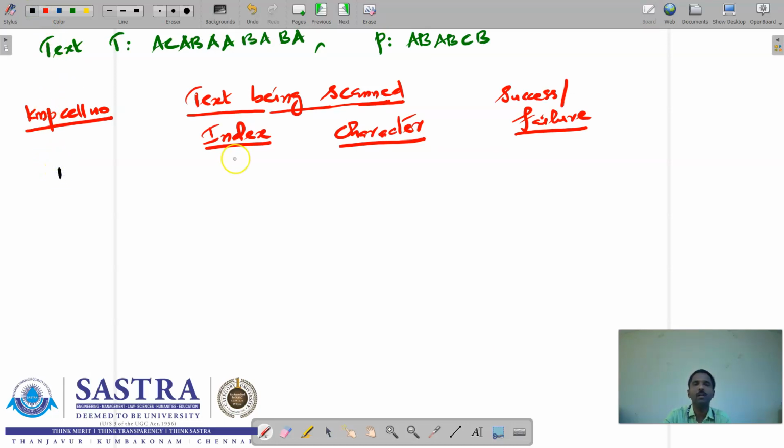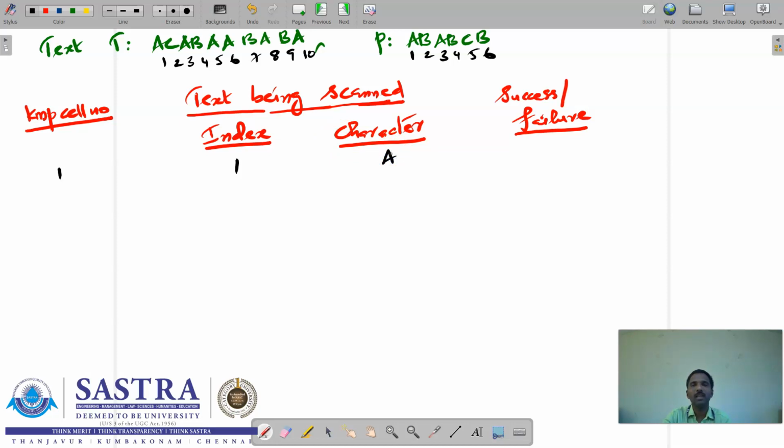KMP cell number is 1. Text index, right? Let's mark the text index 1, 2, 3, 4, 5, 6, 7, 8, 9, 10. There are 10 characters in the text array. Starting from pattern characters, say 1, 2, 3, 4, 5, 6. Text index is 1. At index 1, we have a character A.